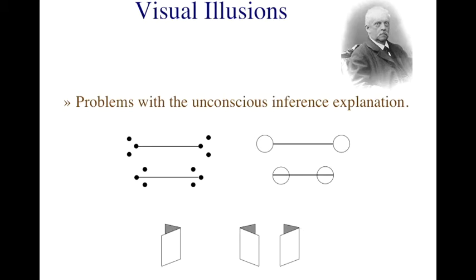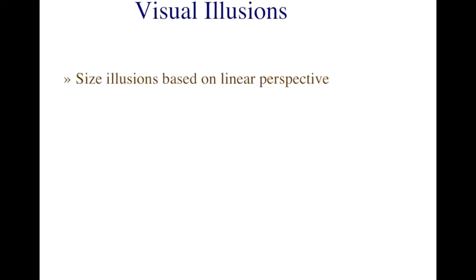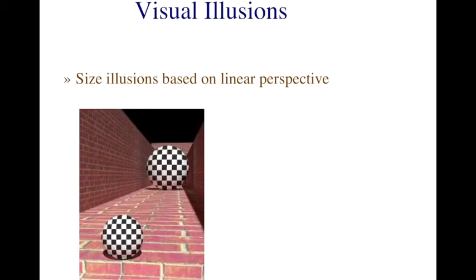And what makes this a particularly striking counterexample against Helmholtz's explanation is that there is 3D information available there concerning distance, but from the brain's perspective, the distance that this gap is from you is exactly the same distance away as this gap. So it doesn't really explain this particular illusion. It does a better job explaining size illusions that are based on linear perspective. So here we have two balls. Again, this one appears to be larger at the back, but they're actually the same size.